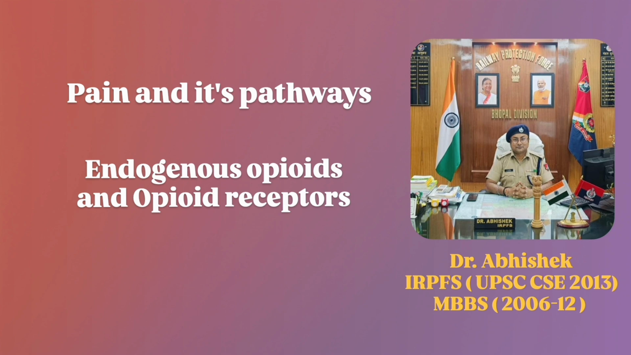So before understanding opioids and their mechanism of action, it is important to understand what is pain, what are the transmission pathways of pain, what is the endogenous opioid system, and where opioids act, the various opioid receptors. So let us have a brief overview about pain and the pathways and the opioid receptors.